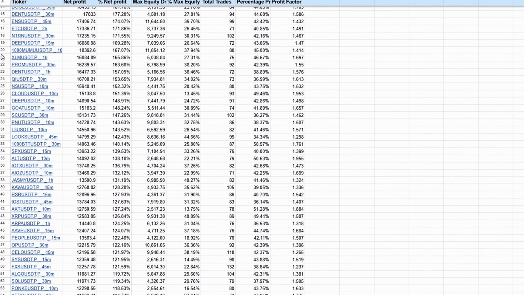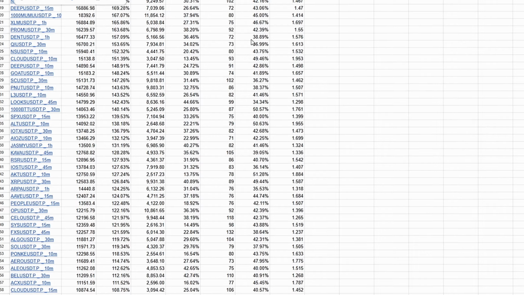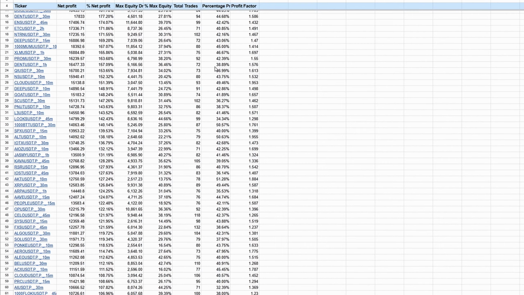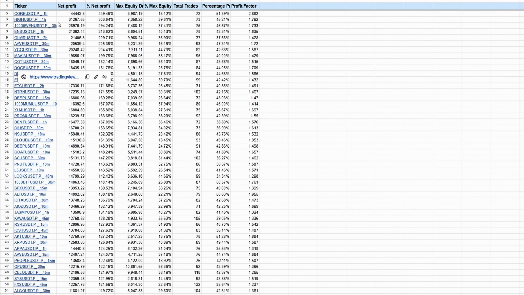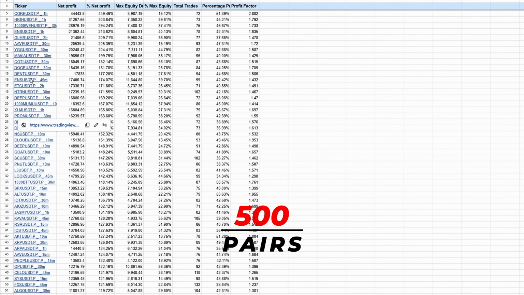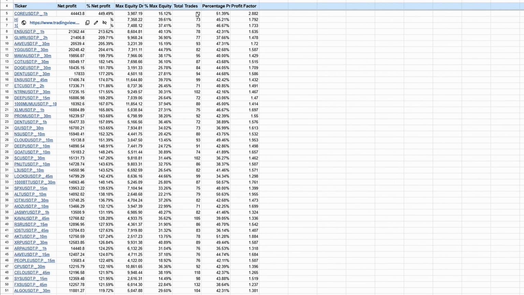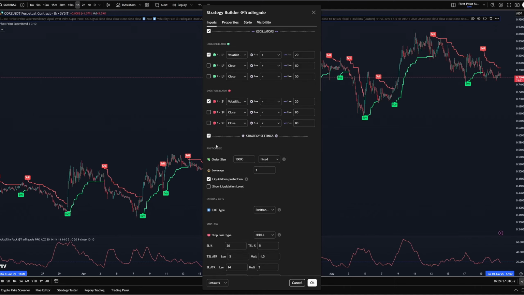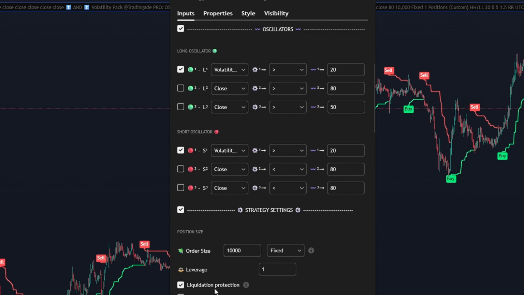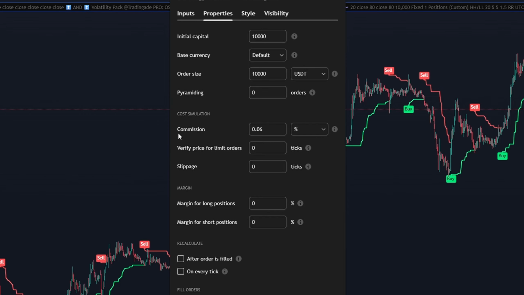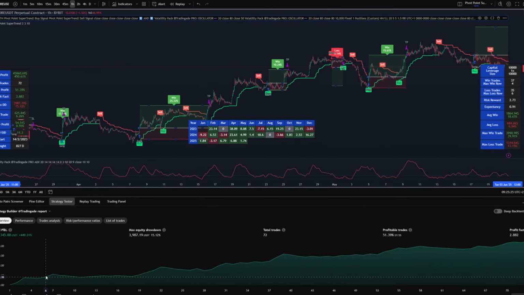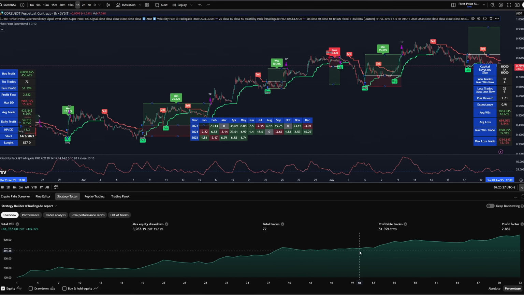Here we have many backtest results based on this strategy and based on the settings that we're gonna check in a second. I did backtest around 500 pairs, ranging from 4-hour to 5 minutes time frame. We're gonna analyze the top performing asset. All the results are based on an order size of $10,000 using a fixed amount. The initial capital is $10,000 and we add the fees, the commissions of 0.06%. And as you can see, we have an absolutely astonishing equity line.